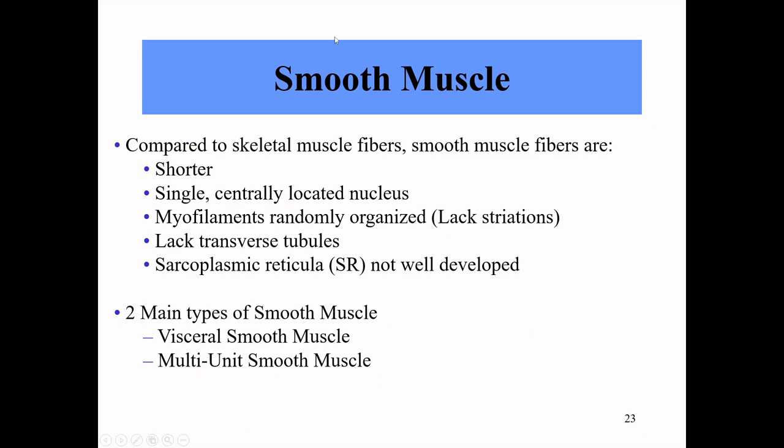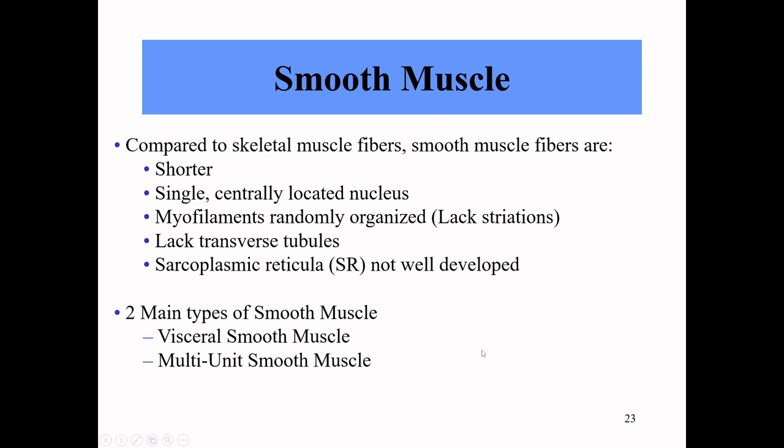All right, smooth muscle real quick. So compared to skeletal muscle, smooth muscle is shorter. We've got that centrally located nuclei. Again, no striations because our actin and myosin filaments get put down randomly. It doesn't have T-tubules, and its sarcoplasmic reticula is not well developed.